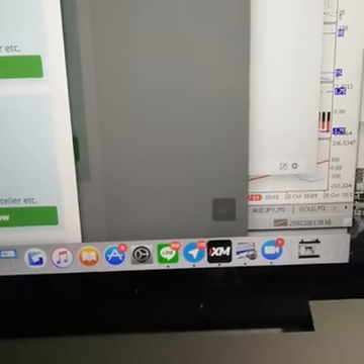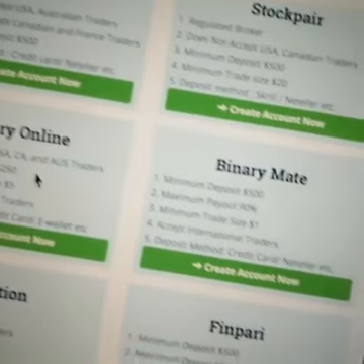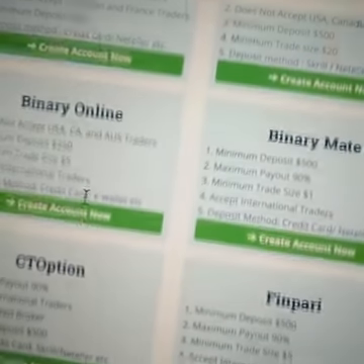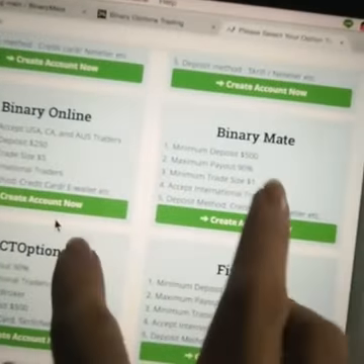IQ option is not a good broker. Their live and demo works differently, and also the expiry time is not favorable to many strategies. 24 option doesn't accept US clients, but we do have other brokers that do accept. If you look at my page, if it doesn't say it doesn't accept USA, that means it does accept USA. So currently, like these three, they accept people in the USA.